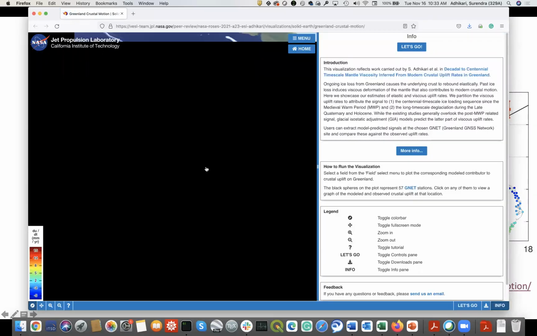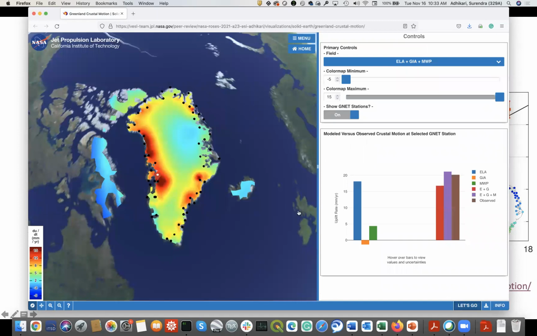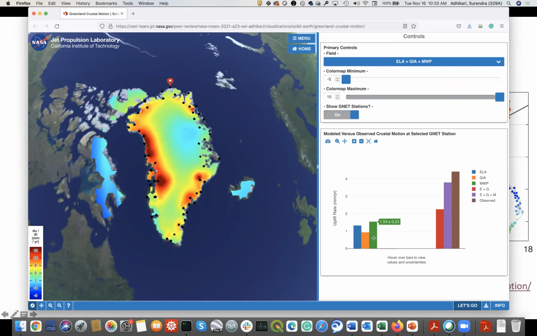I'll take a quick look at it, just to encourage you to check out this link. What you can see is that you can choose any GNSS station, a GNET station, and then you can see our best estimate of the elastic model solution, the GIA model solution, and the post-LIA ice induced deformation. This is the classical model solution, which is the sum of the elastic and GIA model solutions, and this is our new estimate of the model uplift rate, and this is the observation.